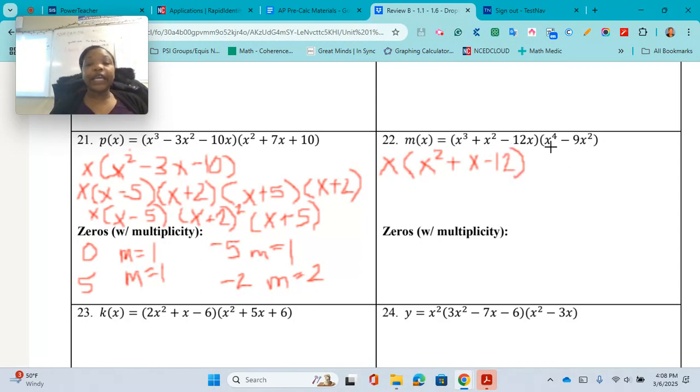All right, what can we pull out of this? X squared. Y'all see that? X squared, pull out the X squared.